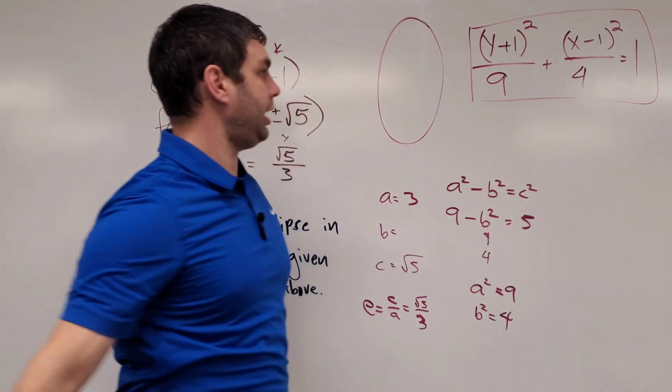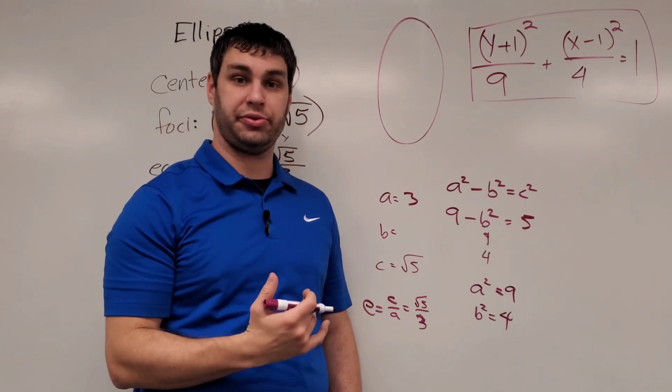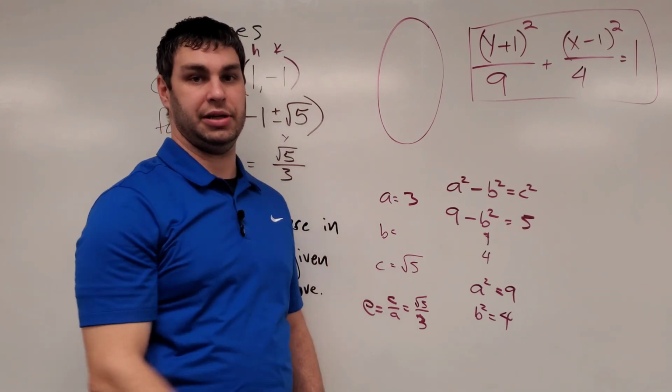Okay, so right here, (y plus 1) quantity squared over 9 plus (x minus 1) quantity squared over 4 equals 1 is the standard form of this ellipse.